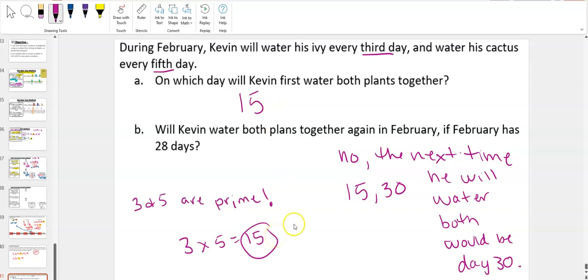Okay, so 15 days. And then to answer the second part, no, Kevin will not water both plants together again in February, because if he's watering them every 15 days, the next time they're going to get together is going to be day 30, and there is no day 30 in February. So he's going to water them together again in March.